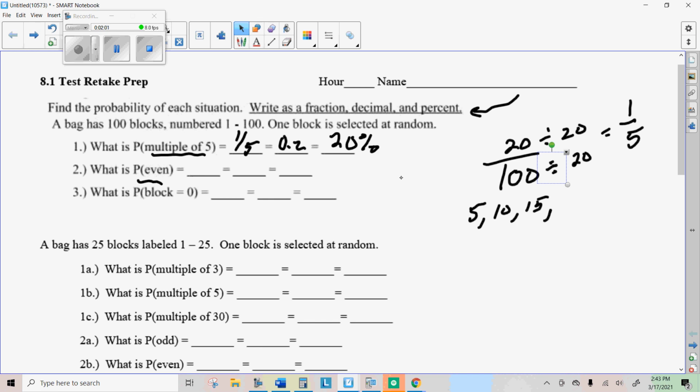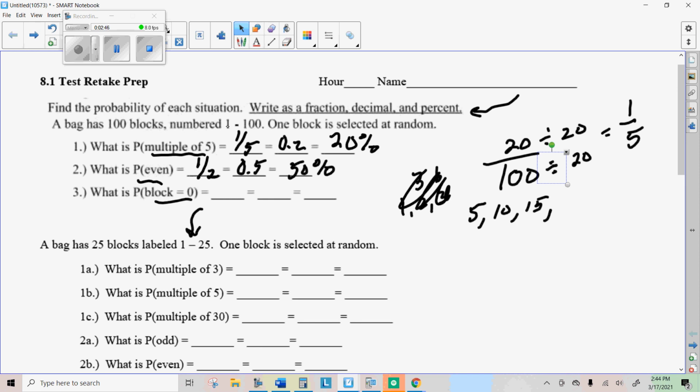Okay, what is the probability that it's an even number? You guys, every other number is even. Be careful though. If you have an even number of blocks, then yes, every other number is even, so half of them will be even, 50 out of 100. If let's say we just had 3 blocks, 1, 2, and 3, well then there's only 1 even and 2 odds. So if there's an odd number, you got to be careful. But half of them should be even if it's an even number of numbers. And you guys all know that half is the same as 0.5 when you divide it, and 0.5 is the same as 50%.